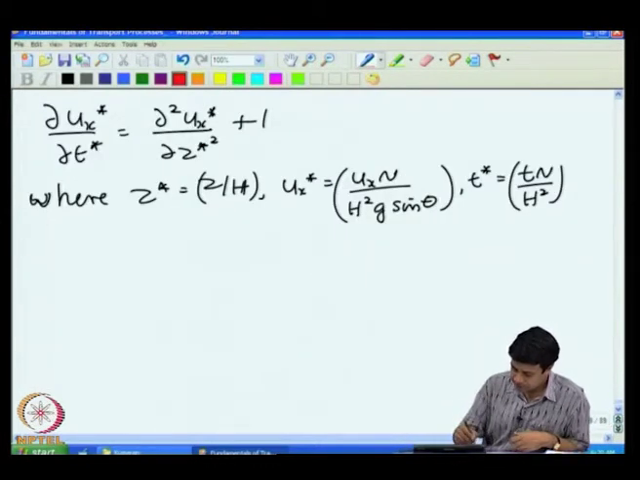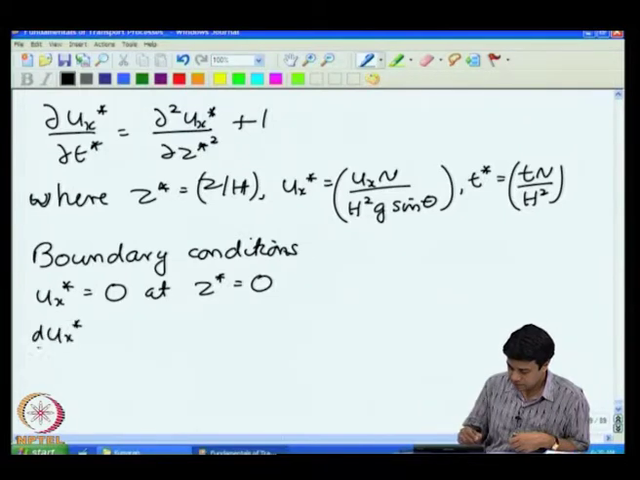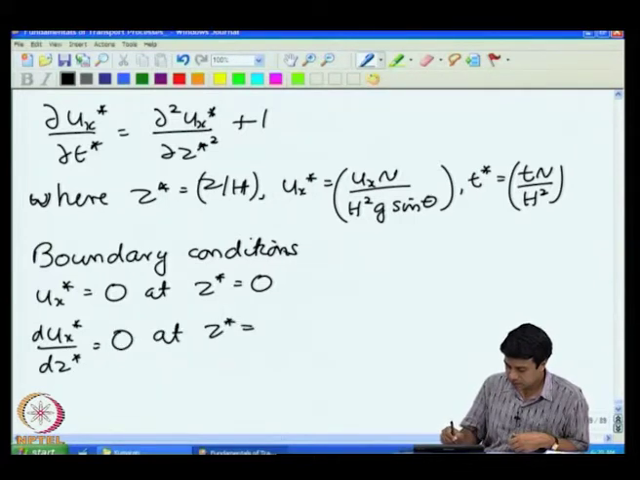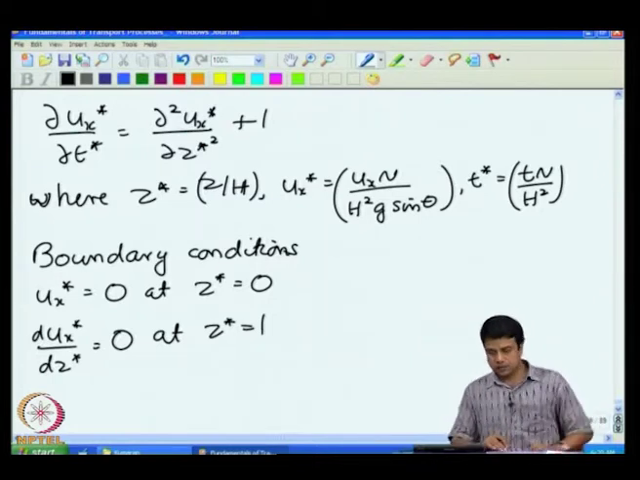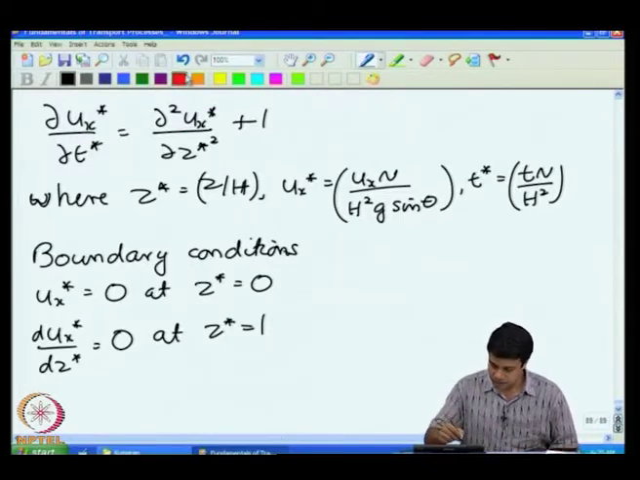So, what are the boundary conditions? ux star is equal to 0 at z star is equal to 0 and dux by dz is equal to 0 at z star is equal to 1. So, these are the boundary conditions for the flow. Let us solve this differential equation subject to boundary conditions. Note that the boundary conditions are homogeneous. The boundary conditions do not contain any inhomogeneous term in them.